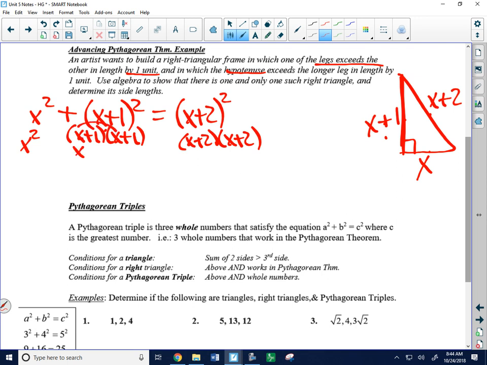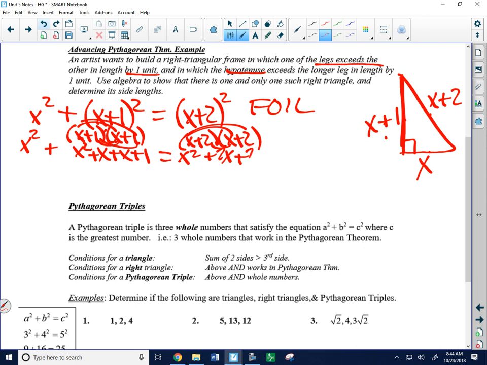X times x is x squared. 1 times x is x. 1 times x is x. And 1 times 1 is 1. Over here, similar thing. X times x is x squared. Again, let's do FOIL first. Outside is 2x. Inside is 2x. And the last is 4.